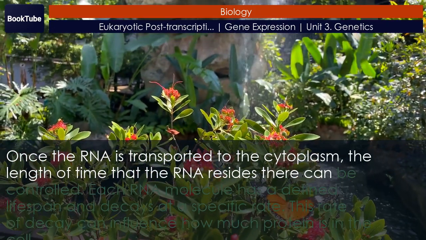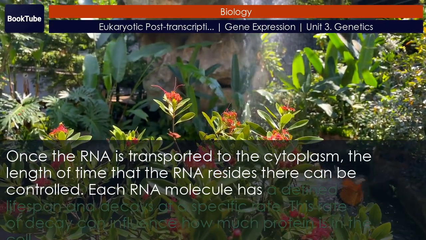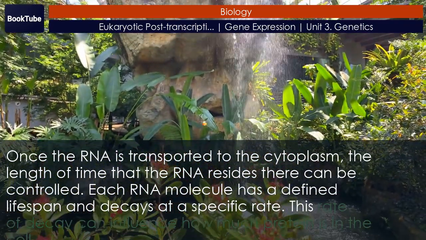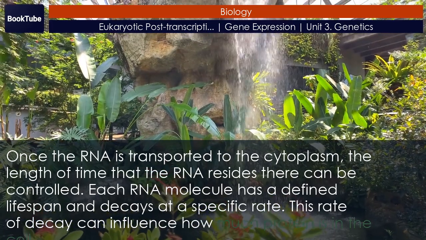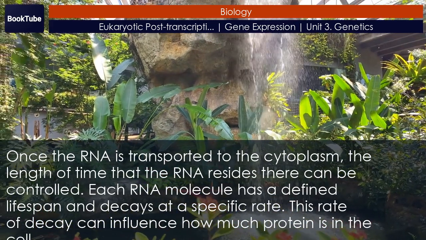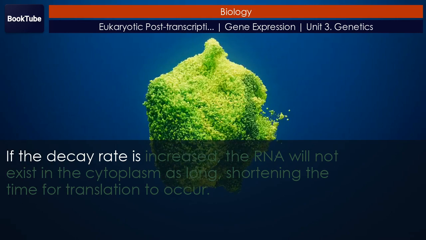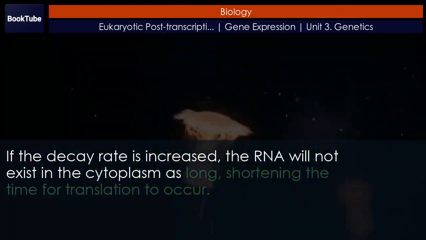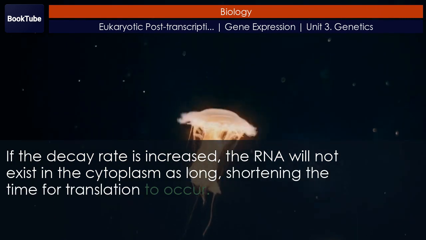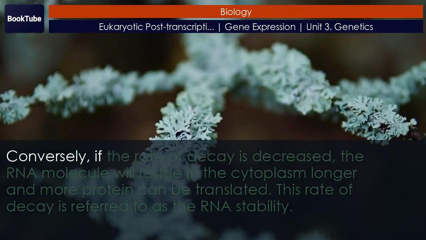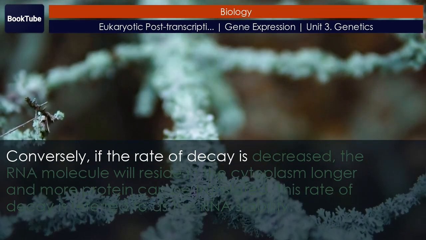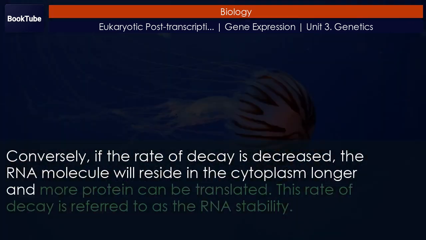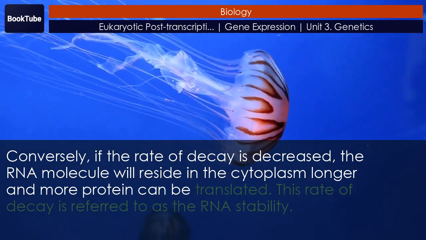Once the RNA is transported to the cytoplasm, the length of time that the RNA resides there can be controlled. Each RNA molecule has a defined lifespan and decays at a specific rate. This rate of decay can influence how much protein is in the cell. If the decay rate is increased, the RNA will not exist in the cytoplasm as long, shortening the time for translation to occur. Conversely, if the rate of decay is decreased, the RNA molecule will reside in the cytoplasm longer and more protein can be translated.